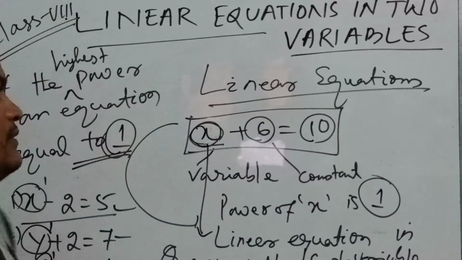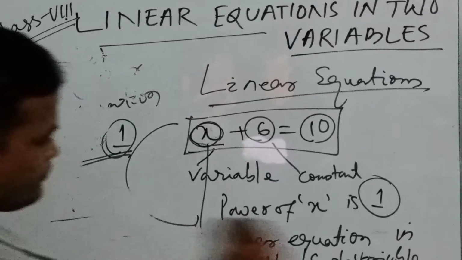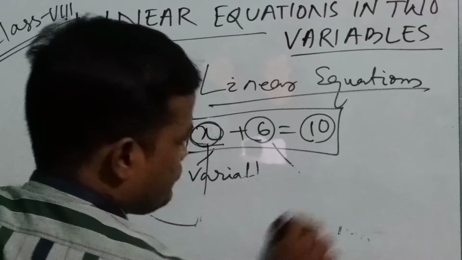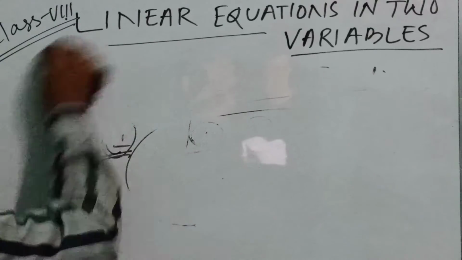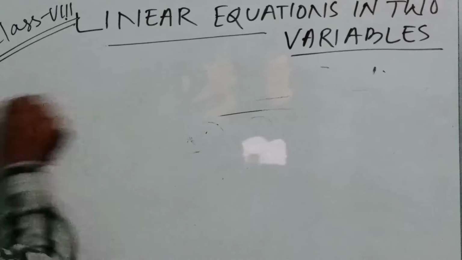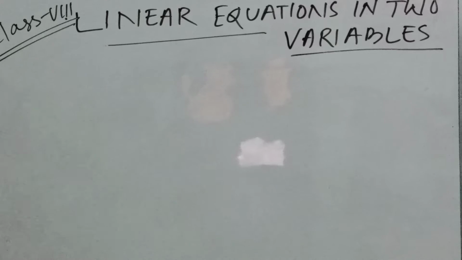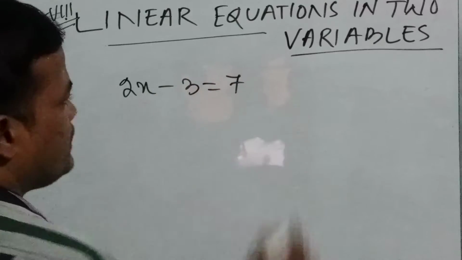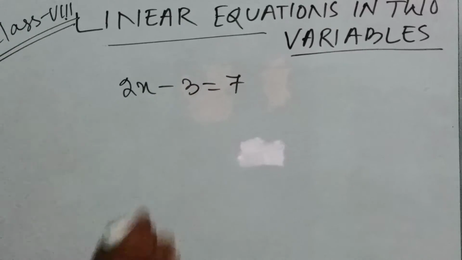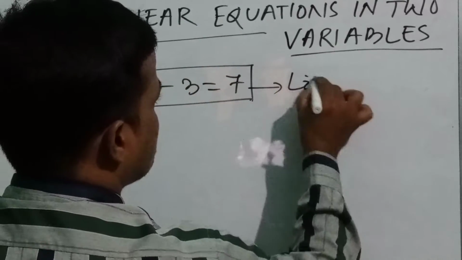Friends, now let us write the equation again. 2x minus 3 equal to 7. 2x minus 7 is equal to x. So this is called a linear equation.